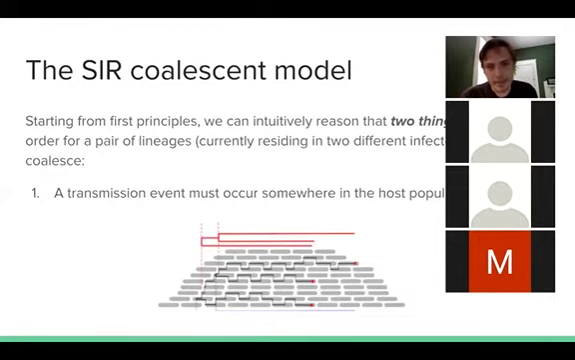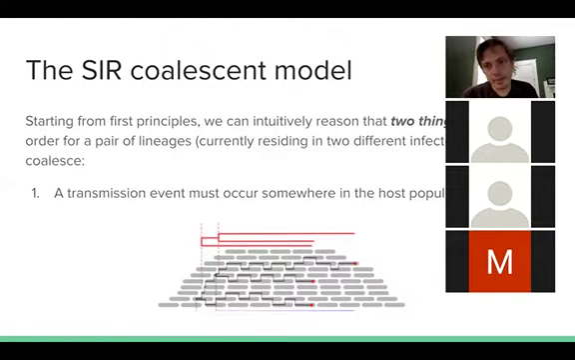So the first thing that has to happen is that a transmission event needs to occur somewhere in the host population. And again, the intuitive reason behind this is that transmission events are what allow lineages to, well, if we look backwards in time, we need a transmission event to occur in order for two different lineages that are currently in two different infected hosts to merge back into one parent infected host. So we can reason to start that a transmission event needs to occur somewhere in the population in order for a coalescent event to occur.